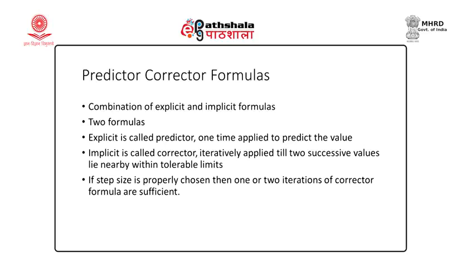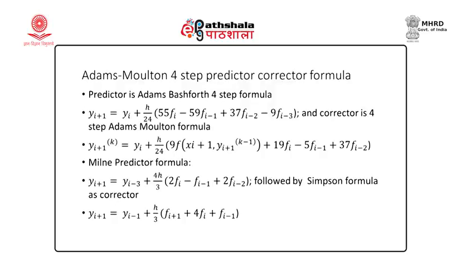So, let us take the example of the formula. Like the 4 step Adams-Bashforth, which you have learned, the multi-step explicit formula, this will be used as the predictor. The corrector is shown for your understanding: y i plus 1 at the kth step, because it is iterative, is y i plus h by 24 times 9 f i plus 1 plus 19 f i minus 5 f i minus 1 plus f i minus 2.